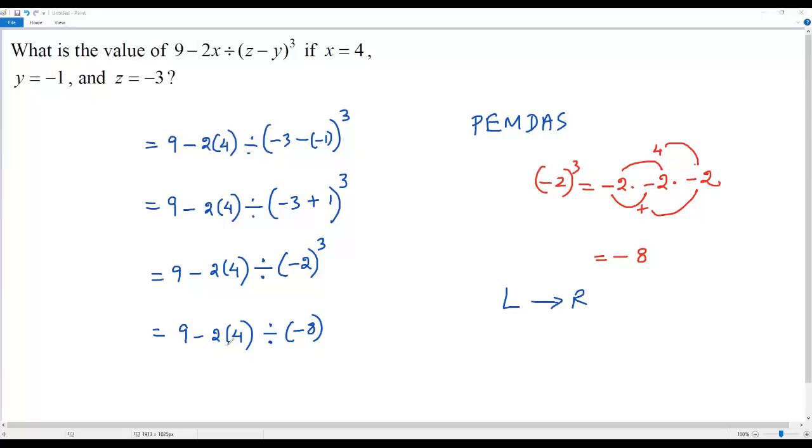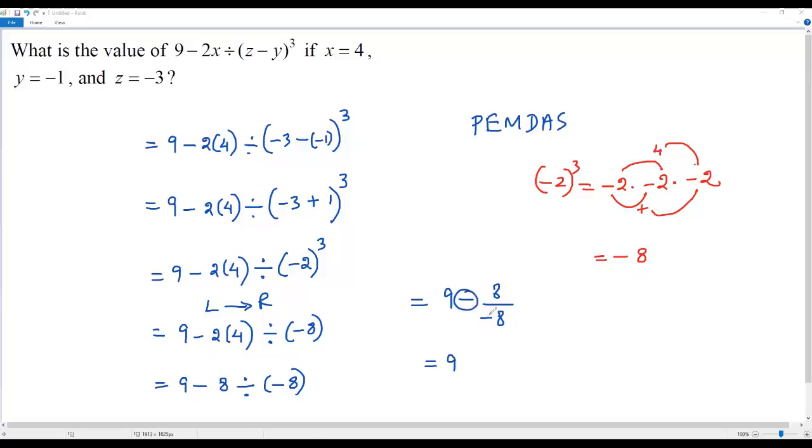Now look at the expression over here. Here we have multiplication, that is 2 times 4, and then we have division. We have multiplication and division together. When I look at this expression from left side to right side, I have multiplication first. So let's do multiplication first. So 9 negative, when I multiply 2 times 4, I'll be getting 8 divided by negative 8. The next step is we can write this division as a fraction, so that it will be easier for us to simplify. 9 negative 8 over negative 8. Here negative times negative will become positive 8 over 8.